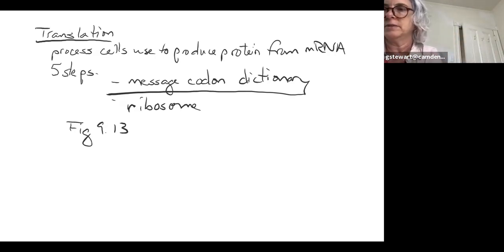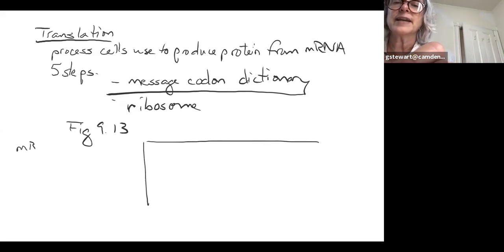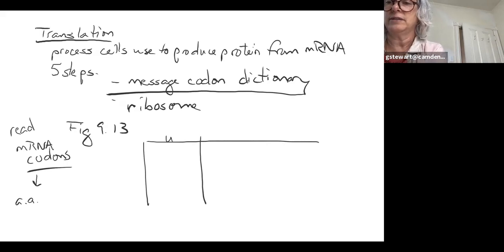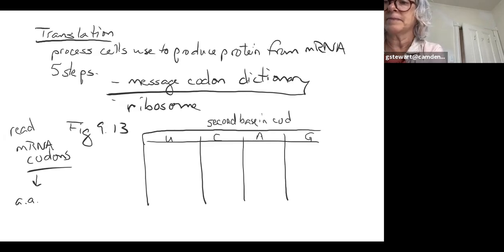Real briefly though, I'm just going to show you how it's laid out. You can only read messenger RNA codons from the chart, messenger RNA to the amino acids. Figure 9.13. And the chart is always set up the same way in every book, okay? It goes U, C, A, G across the top like this. But the confusing part for a lot of people is this is the second base in the codon. The first base you read from down the left-hand side, and it is also organized the same way: U, C, A, G. Look, it's making a chart.